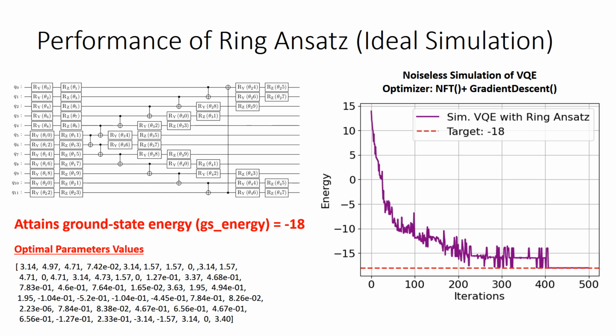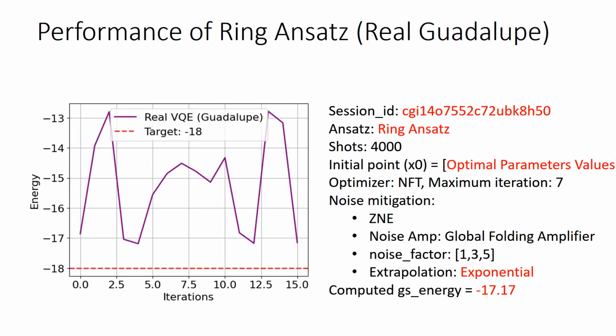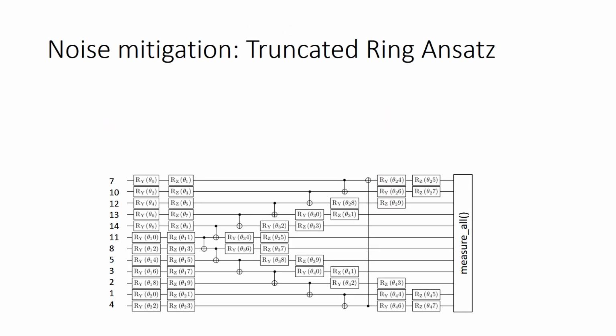If we want to achieve more stable convergence, that's the point beyond 400 iterations, you can apply gradient descent. On the real hardware, as shown here, the number of shots is 1000, although 2000 will also be sufficient, but for some reason the Qiskit custom VQE function reverts the number of shots to 4000. It looks like a default, minimum default value. And in the other experimental setup, extrapolation, exponential, global folding amplifier, I was able to obtain around minus 17.17 with the help of the ring ansatz.